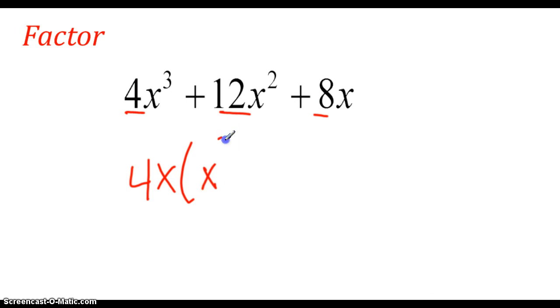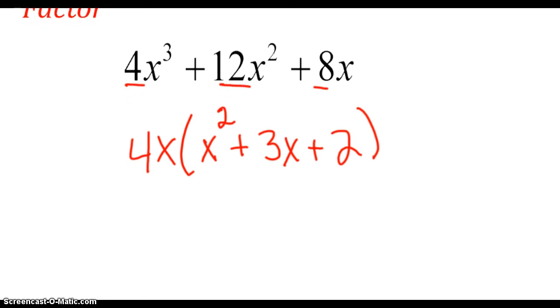And then I get x squared. 4 times what would give me 12? 3. Times what would give me x squared? X. And then 4x times what would give me 8? A 2. So does that ring a bell to some of you? Hopefully, you've seen this before.